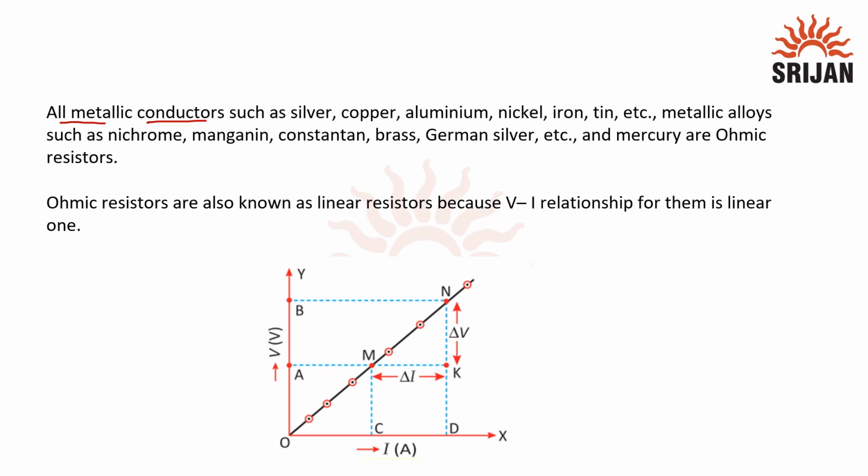All metallic conductors such as silver, copper, aluminium, nickel, iron, tin, etc., metallic alloys such as nichrome, manganese, constantan, brass, German silver, etc., and mercury are ohmic resistors, which means they follow Ohm's law. Ohmic resistors are also known as linear resistors because the VI relationship for them is a linear one. So here we have the graph for Ohm's law, and all the ohmic resistors follow this graph.